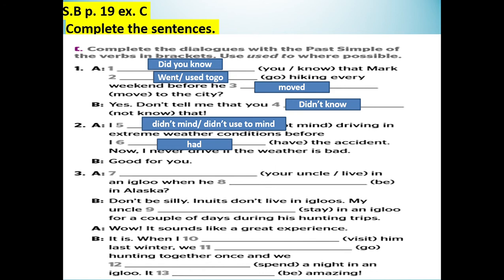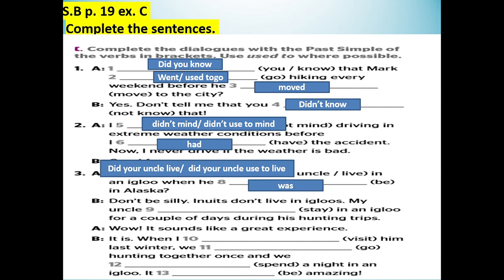Good for you. Dialogue number 3. It's a question. Start with did. Excellent. Did your uncle live, or did your uncle use to live, in an igloo when he, verb to be in the past, was in Alaska? Don't be silly. It's don't live in an igloo. My uncle, you can use stayed or used to stay in an igloo for a couple of days. It sounds like a great experience.